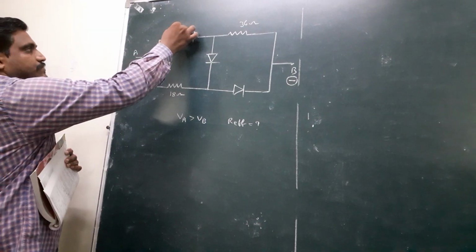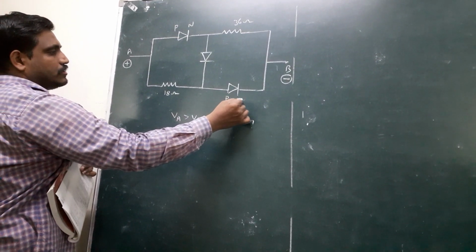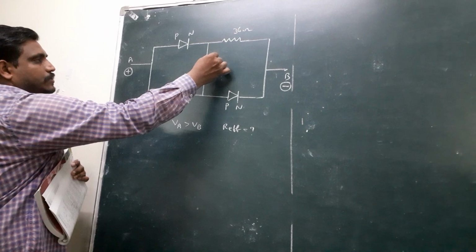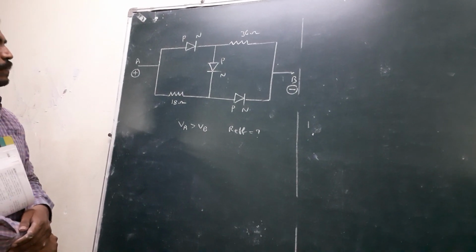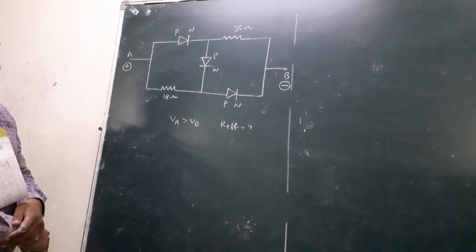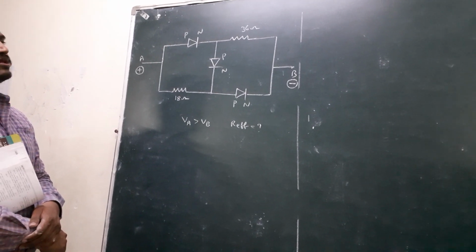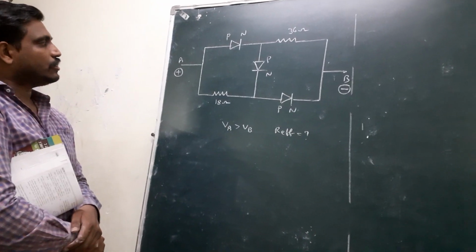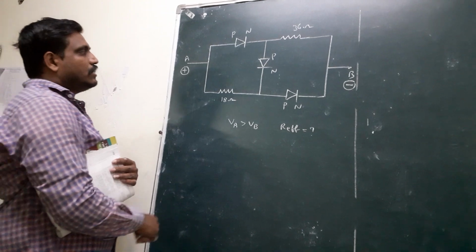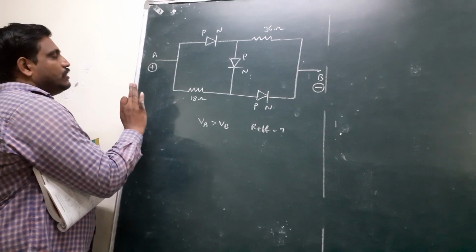This is P, this is N. Look here, VA greater than VB. According to this question, VA is greater than VB.